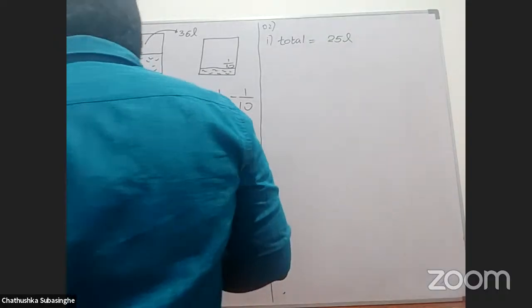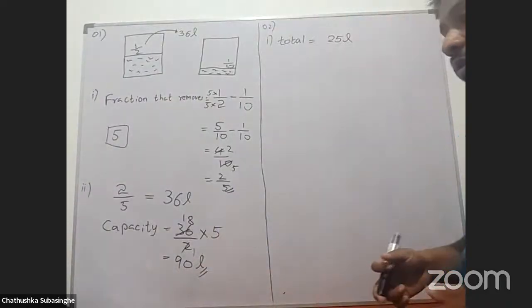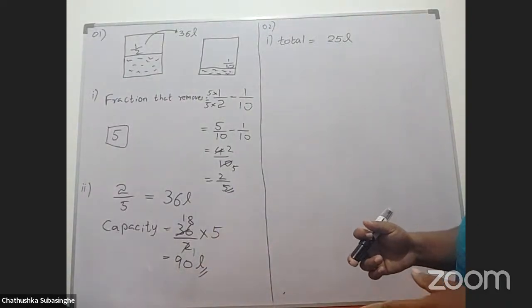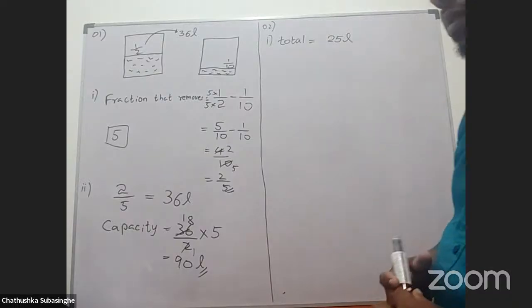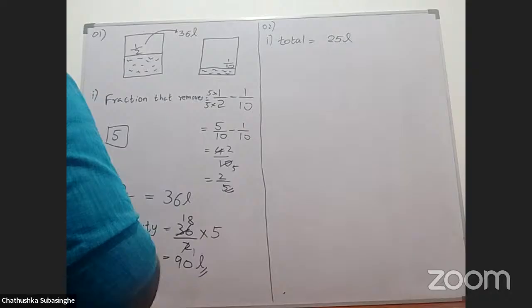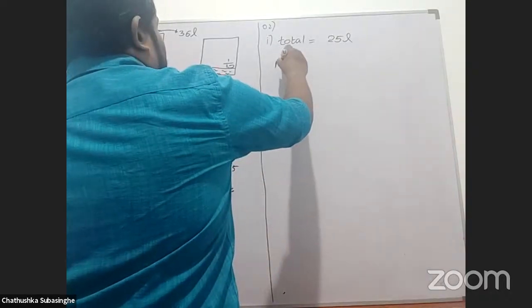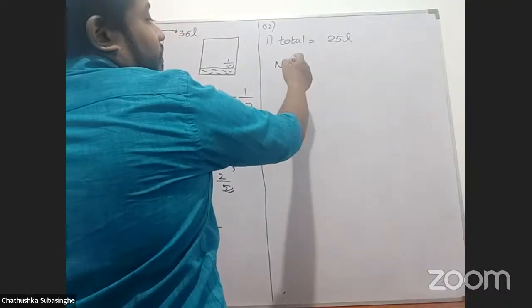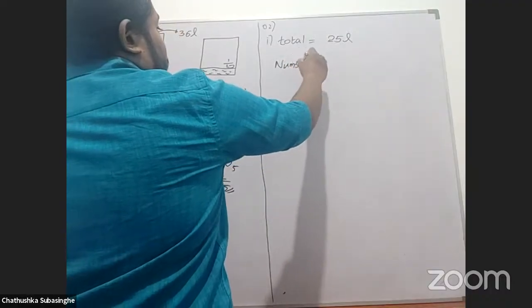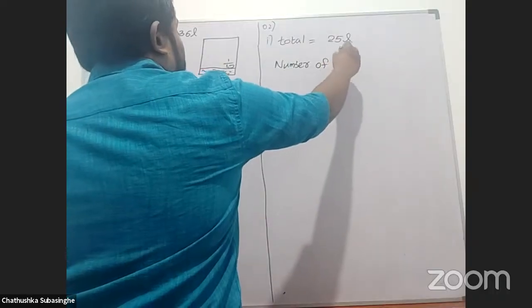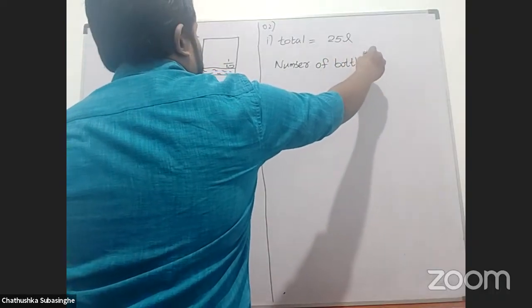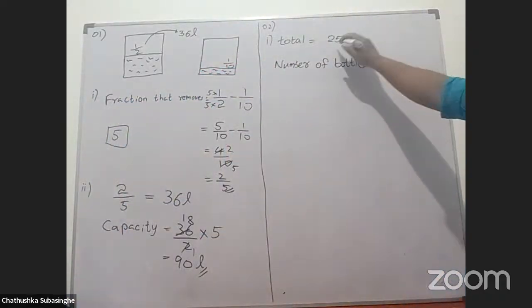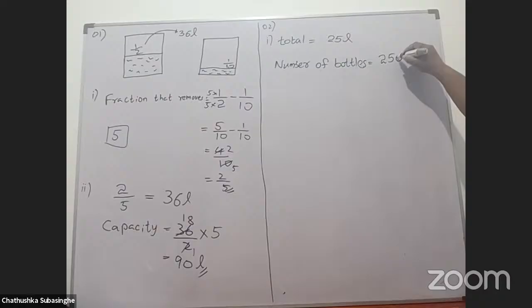So we have to find how many bottles each of 750 milliliters can be filled completely. So it's again simple math. What we have to do is divide 25 liters by 750 milliliters. Number of bottles equals 25 liters, which means 25,000 milliliters, divided by 750 milliliters. Then we can find how many bottles there are.